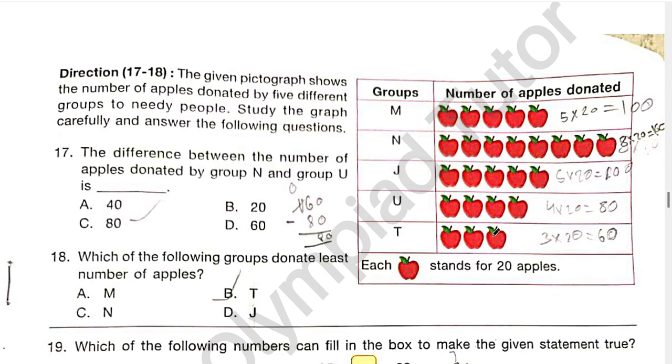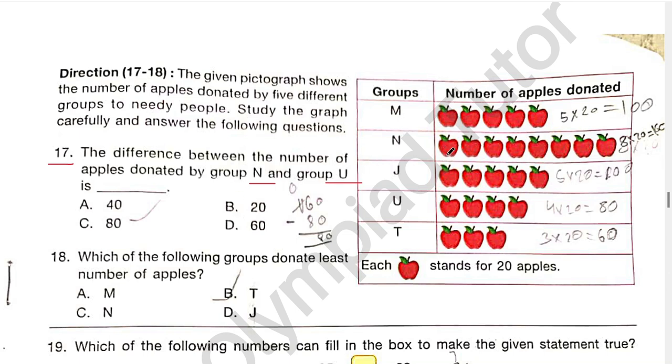Next question is, there's a pictograph which shows the number of apples. It is showing the number of apples donated by 5 different groups of needy people: M, N, J, U, T. These are 5 different groups and they are donating some apples to the needy people. So question 17 here is the difference between the number of apples donated by group N and group U. So we have to first find the apples donated by group N, then by group U, and then the difference.